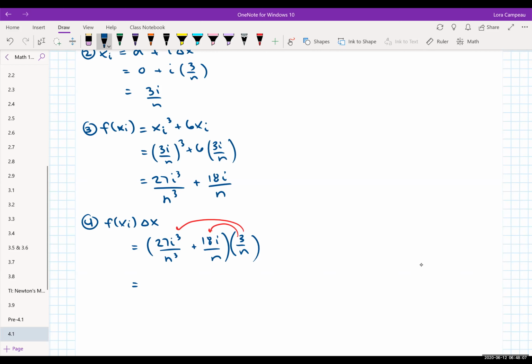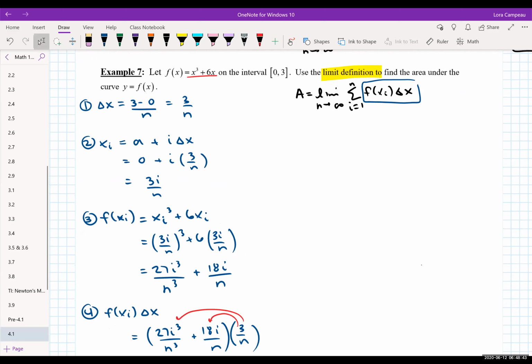So we should get 27 times 3, save your brain, calculator, that's going to give me 81. 81i cubed, but 3 over n should give me n to the 4th in the denominator. 18 times 3, calculator, 54. 54i, and n times n is n squared. So now we finally have our idea of what we're going to plug in. Now we're ready to use the limit definition.